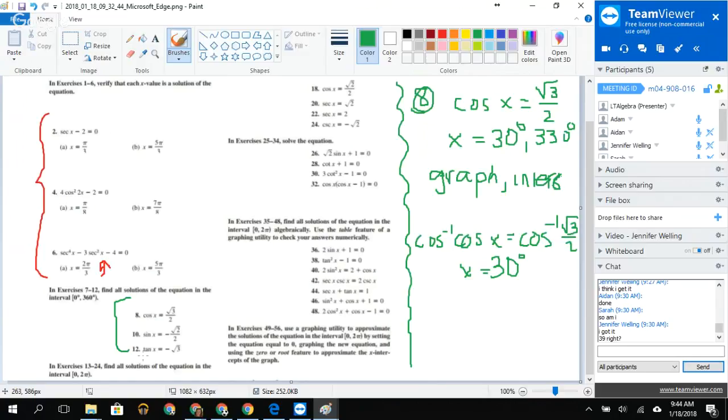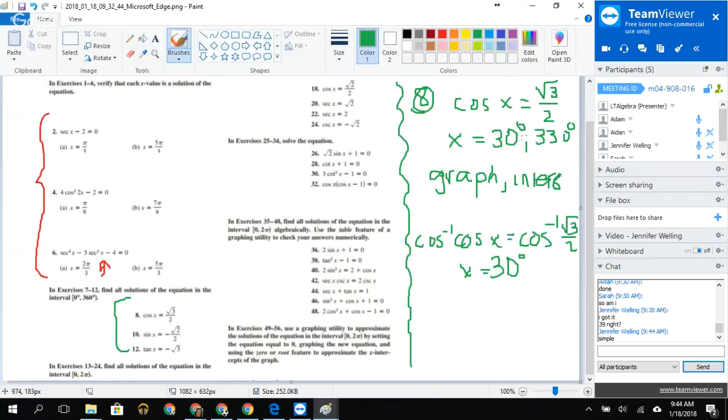Okay, so how did that feel? Not too crazy, right? Just pulling out that old information of the unit circle. Nice. I like it. I like it, Jennifer.